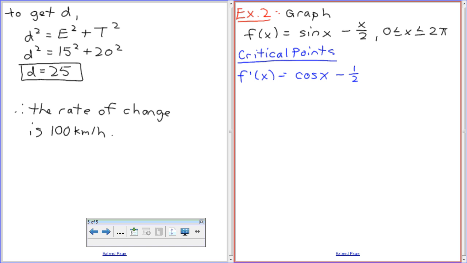Chris, go ahead. Okay, so you set f prime x to 0, good, and then can I just solve it straight away? Okay, so then you bring the 1/2 over, and then you do cos inverse, and it becomes x equals 1.047.